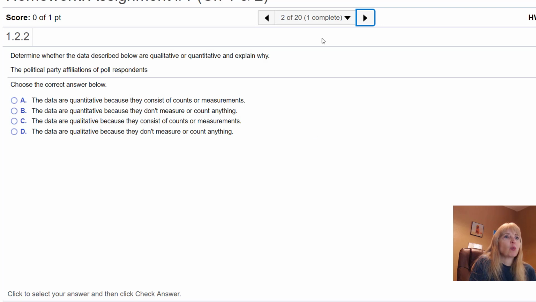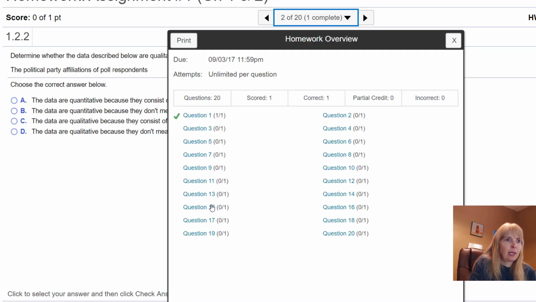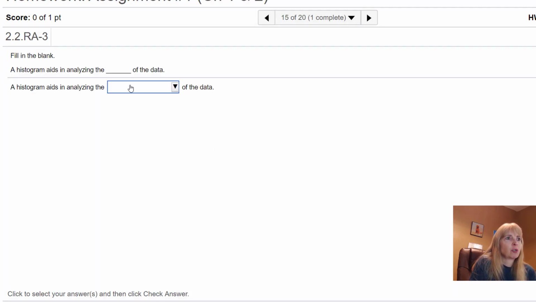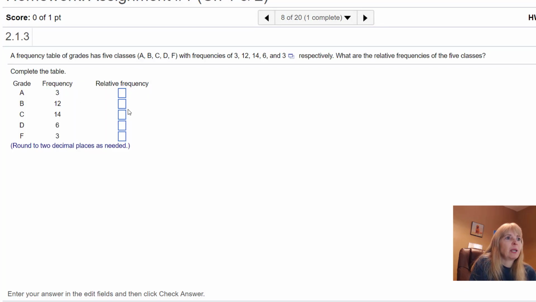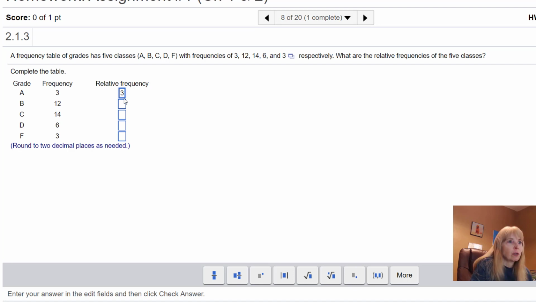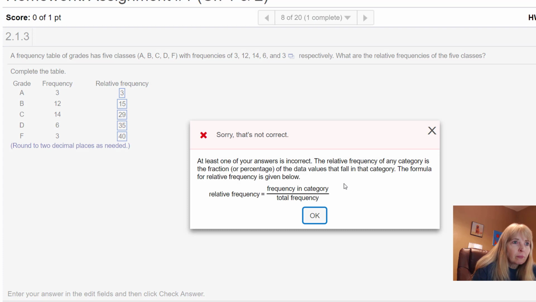If you get something wrong, let me find something that is not multiple choice. Here we go. So if you get something wrong, so let's say I go in here, relative frequency, I'm just kind of adding these up, and let's do 40. And I check my answer. And it says at least one of your answers is incorrect. Unfortunately, it doesn't tell you what's incorrect.